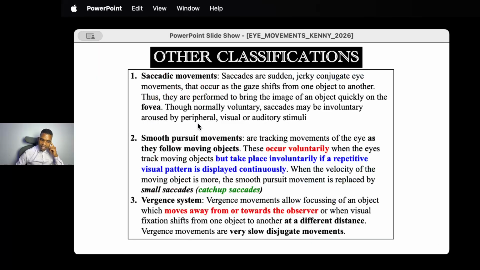Let's now see other classifications of eye movements. This is a little bit of physiology, so I'm going to explain only by using examples, and I'm 100% sure that you will follow and understand what these movements are.